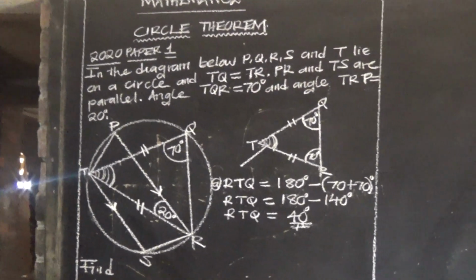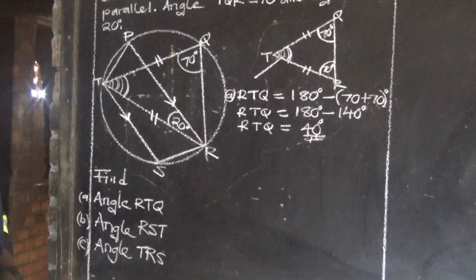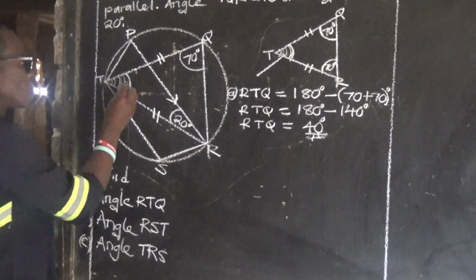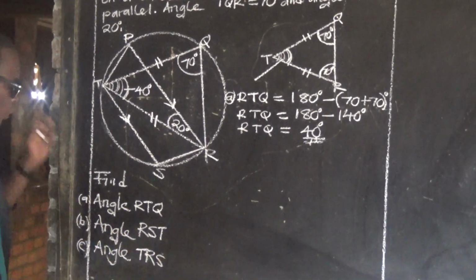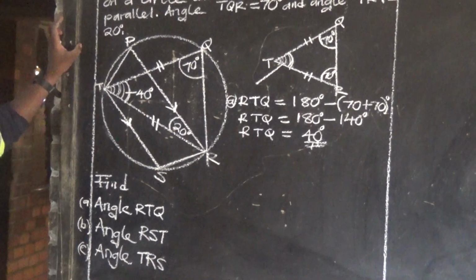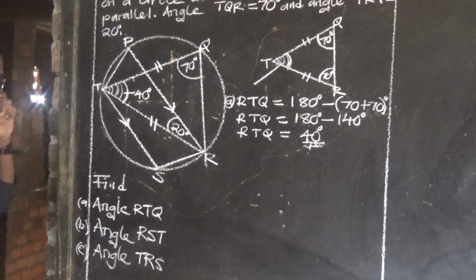Find angle RTQ. So RTQ is 40 degrees, people. So this angle is what? 40 degrees. Okay. We can now move on to question B as quickly as possible. So now let us proceed.